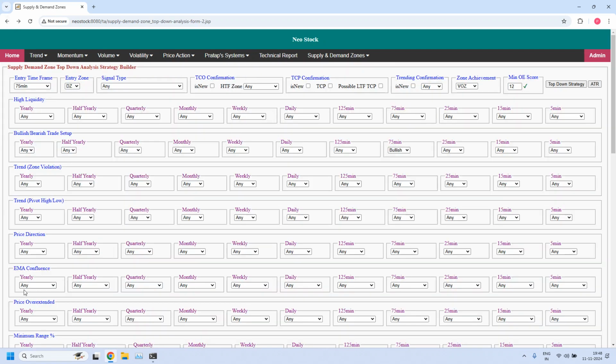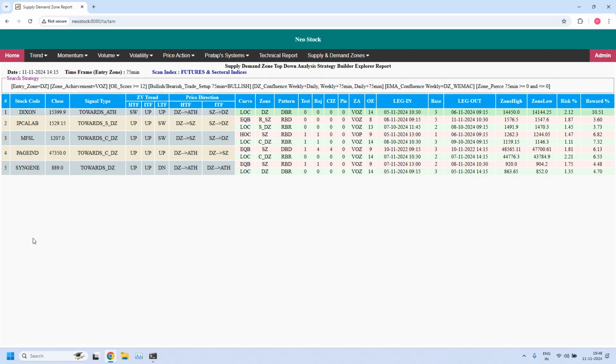Let's verify. In the EMA confluence, weekly time frame, weekly demand zone with weekly EMA confluence. We got 5 stocks. In that, first stock is sideways, you can ignore. Remaining 4 stocks are even more high probability setup. First stock EMA confluence we can ignore, because EMA does not give any extra advantage in the first stock as the HTF trend is sideways.